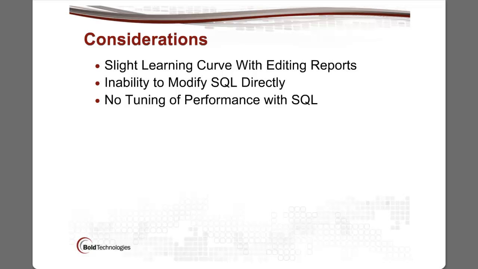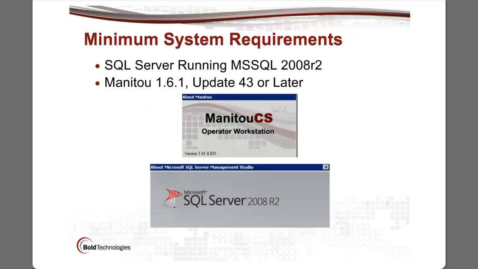It is possible in the Advanced Report Writer to tune the performance of a particular report by optimizing the query. If you have the skills to run the query in the most efficient way, those efficiencies were passed on to Manitou when the report was created. Not so with the Snap Reporter. To run the Snap Reporter, you need both of the following: SQL Server running MS SQL 2008 R2 and Manitou 161 Update 43 or later.